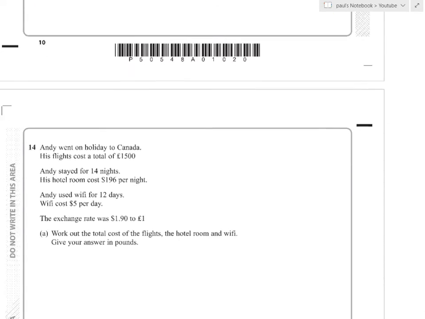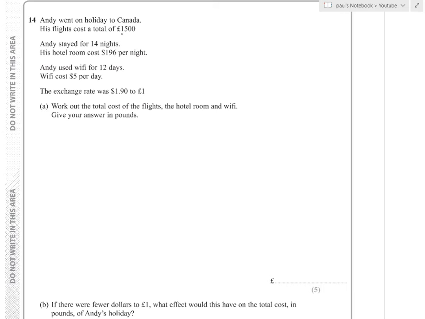Anyway, let's move on to the next one. We're going on holiday to Canada. This is in pounds. All this is in dollars. So we're going to work out the total cost of the flights and the hotel. Let's do the dollars first. 14 times 196 and 12 times 5. So 14 times 196 is 2744. That's a dear holiday, isn't it? 12 times 5 is 60.